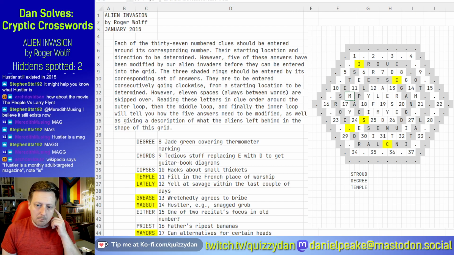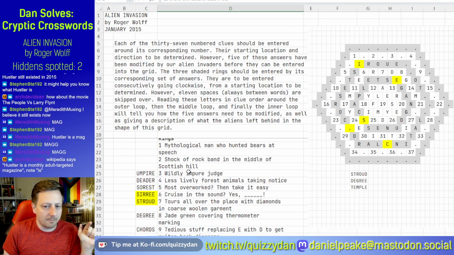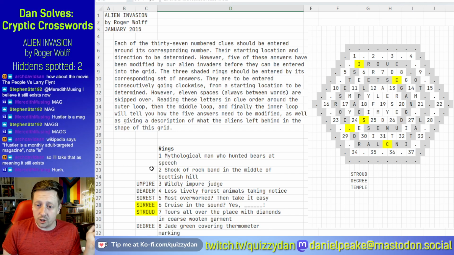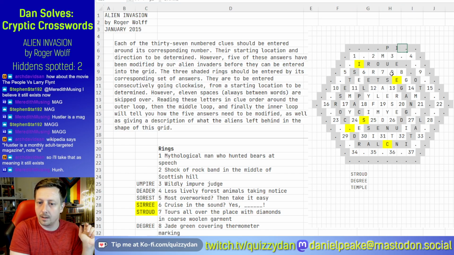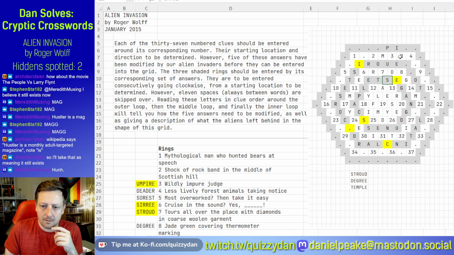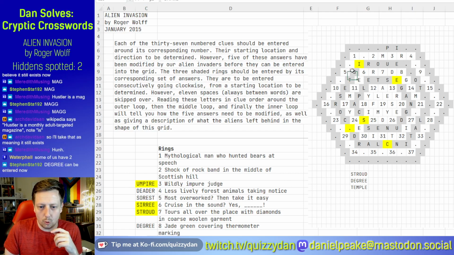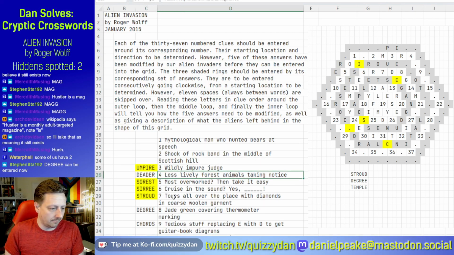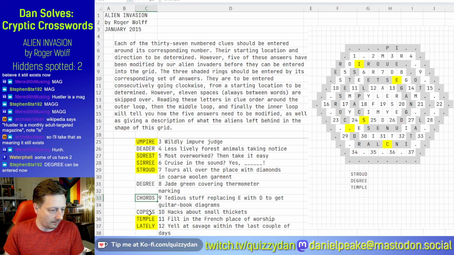Cool. Let's move on to everything around the outside. We won't do 1 or 2 because we don't know what those are. 3 is umpire, so I can put that in. Deader comes here, but we don't quite know what that is. 5, Saurist. O-R-E-S-T. That's fine. 9. Chords. Don't know which way around it goes. 10. Copses. Which I'm still not 100% certain about, but it appears to be doing its job.